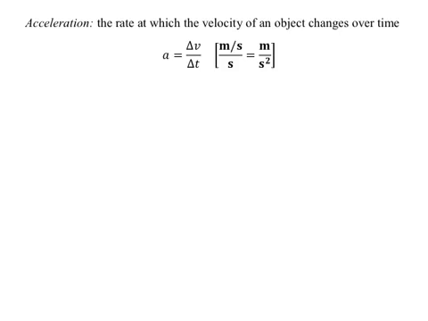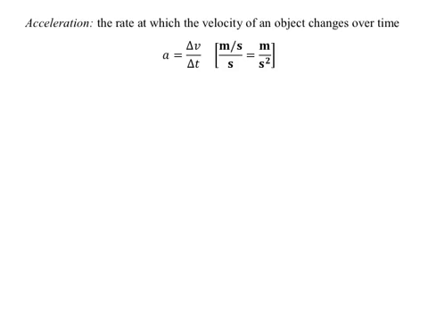Now, acceleration. Acceleration is defined as the rate at which velocity changes over time. So take a look at the formula, please. It should be very straightforward based on the definition. What does delta V mean? Change in velocity. Delta T? And what is the definition? The rate at which the velocity changes over time. Over means divided by time. So our definition of acceleration clearly is analogous to the formula given.